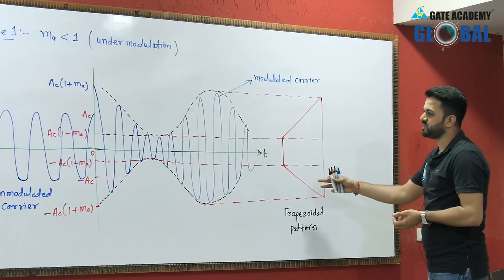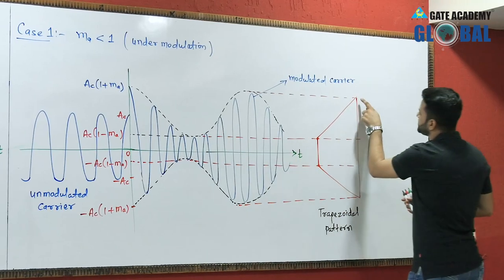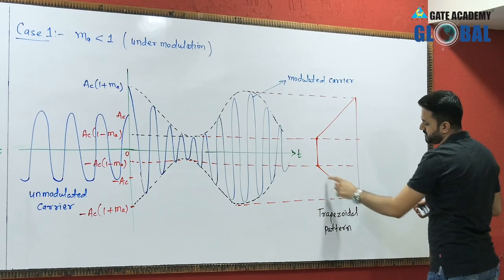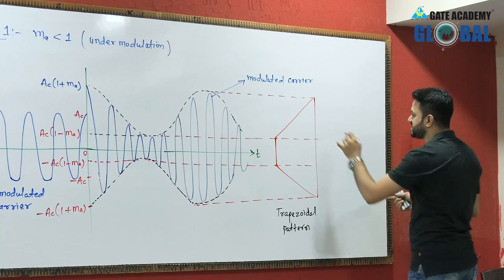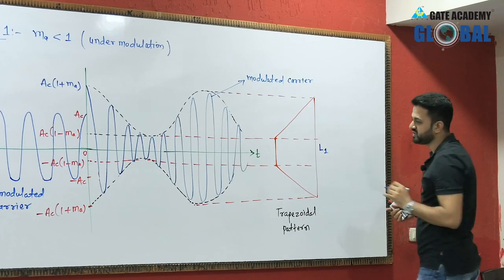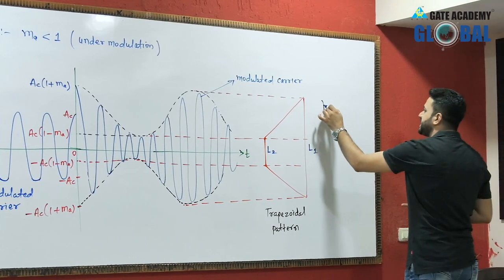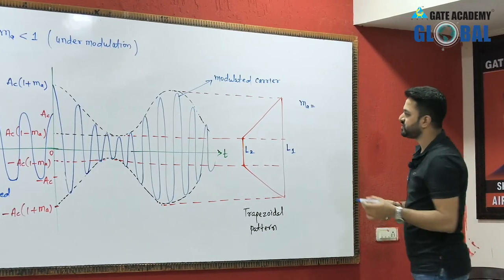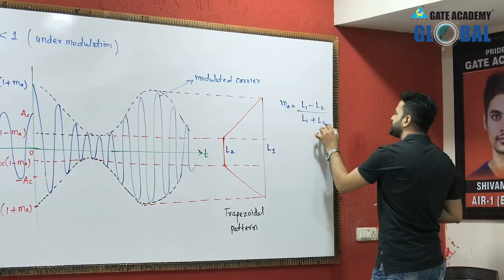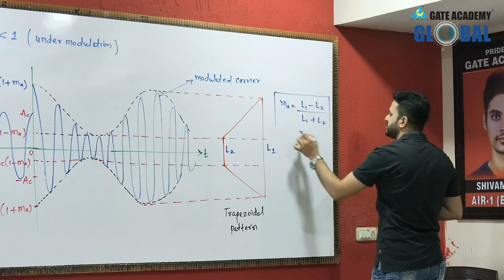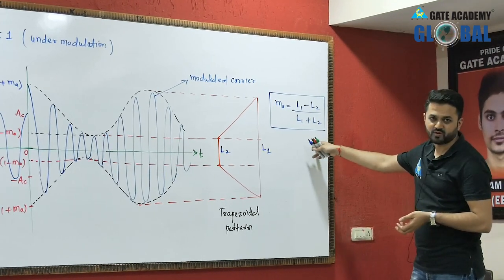And this is known as the trapezoidal pattern, which we get by connecting the positive maximum envelope and minimum envelope, and the negative minimum envelope and negative maximum envelope. This is the broader dimension of the trapezoid, which we denote as L1, and this is the shorter side of the trapezoid, which is denoted by L2. And the modulation index in terms of the sides of the trapezoid is given by L1 minus L2 divided by L1 plus L2. So you can calculate the modulation index from this formula also.